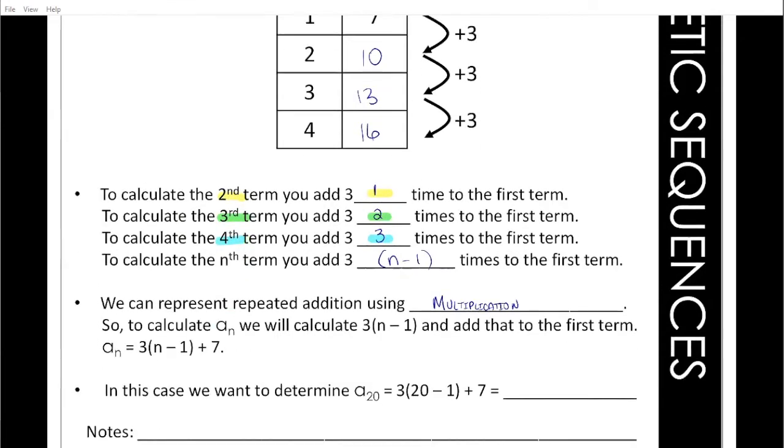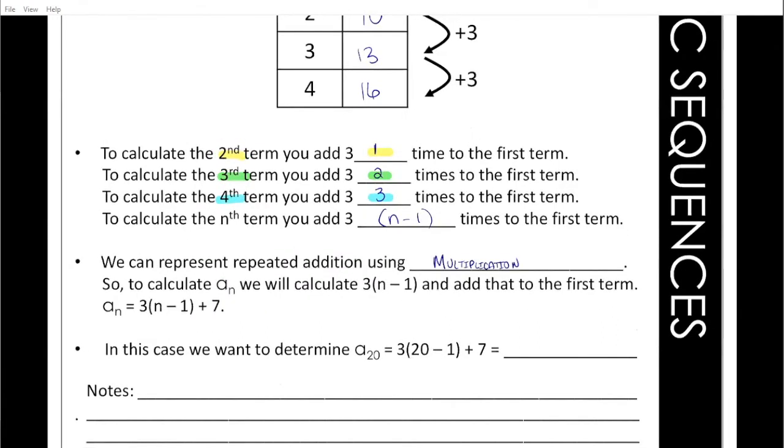So we can represent this repeated addition instead of saying, I'm going to just keep adding until I get to 20. Forget what Coach O says. This is going to save me so much time. Okay, we can represent repeated addition using multiplication. So to calculate a_n, we're going to calculate 3 times n minus 1 plus the first term.